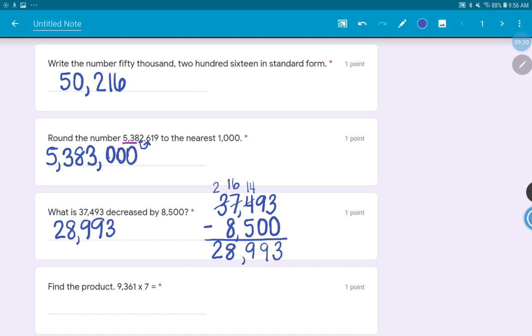All right, let's find the product of 9,361 times 7. Christopher, how did you solve that one? 9,361 times 7. I stacked 9,000 up top and then times 7 beside it. And then I did 300 times 7 and 60 times 7 and 1 times 7.